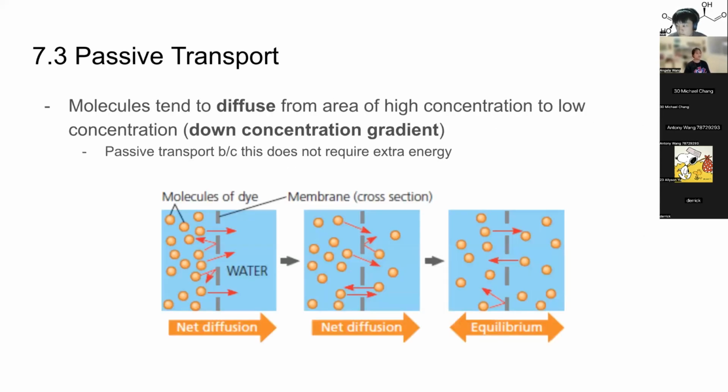So there are two types of transport. One is passive transport, which is diffusion. Molecules tend to diffuse from areas of high concentration to areas of low concentration, and this movement is down the concentration gradient. The molecules have a tendency to fill up more space. And this is passive because it does not require extra energy. These molecules will diffuse down the concentration gradient if you just leave them there.